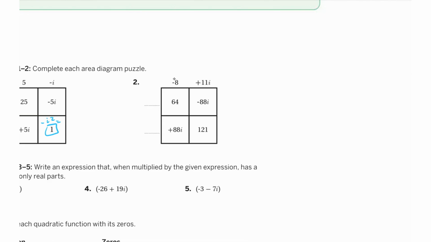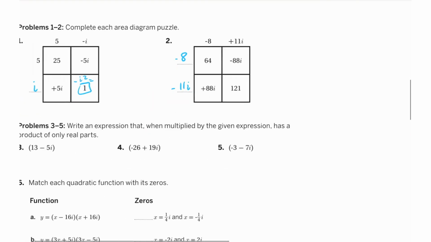For number 2, negative 8 has to be negative 8 here to get positive 64. And then negative 8 times 11i. And then it has to be a negative 11i since the two negatives become positive. And then the bottom right one, the positive and negative, would become negative 121i squared. The i squared and the negative cancel out to just give us 121. So it looks like negative 8 and negative 11i.